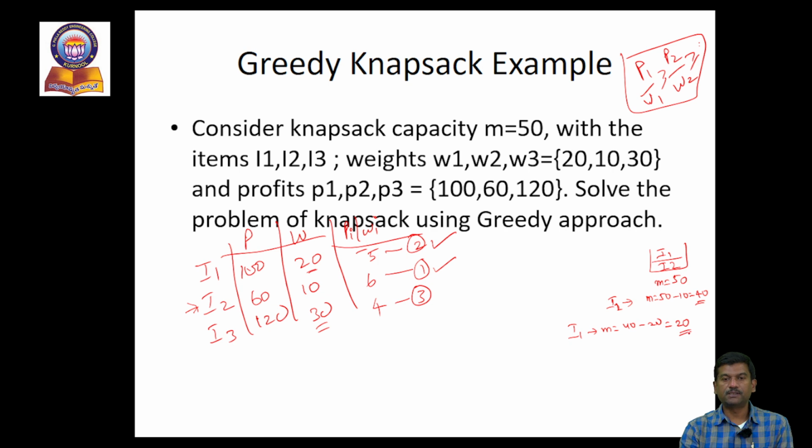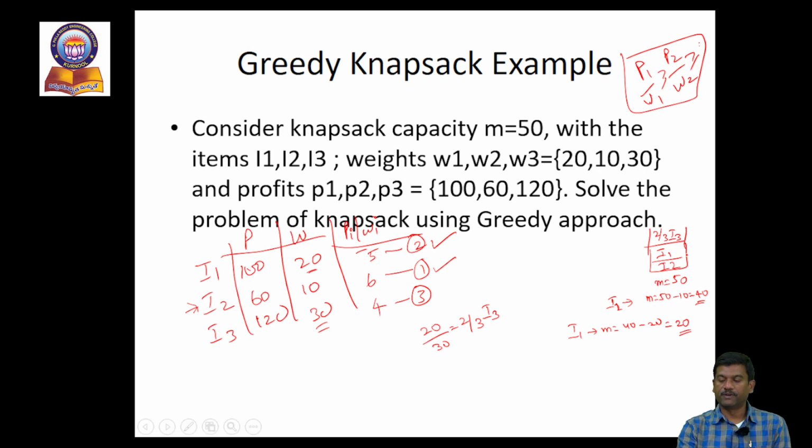So 20 is the remaining balance. And what is the weight of the third item? The third item's weight is 30. So 20 by 30, that is 2/3 of item 3 should be added within the solution set. That is, 2/3 of item 3 should be included within your solution set. And that is how we can solve.